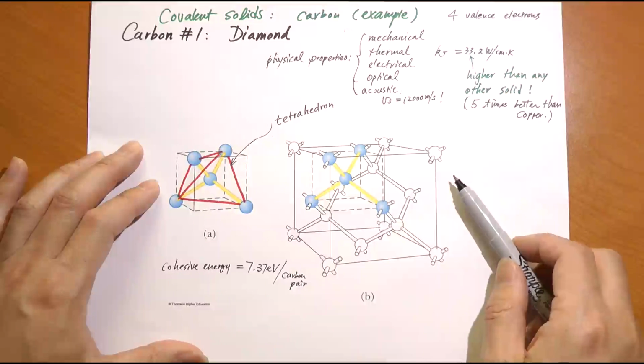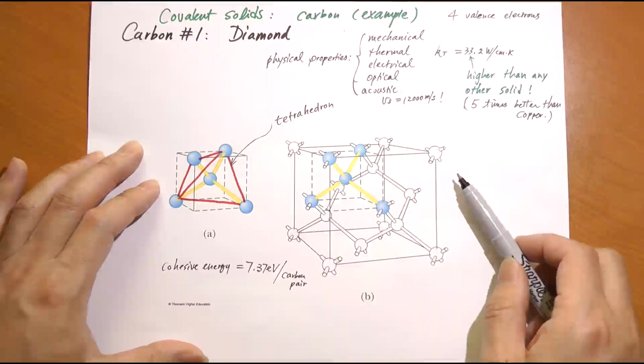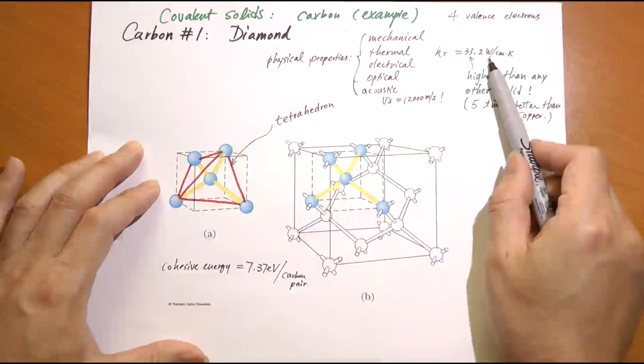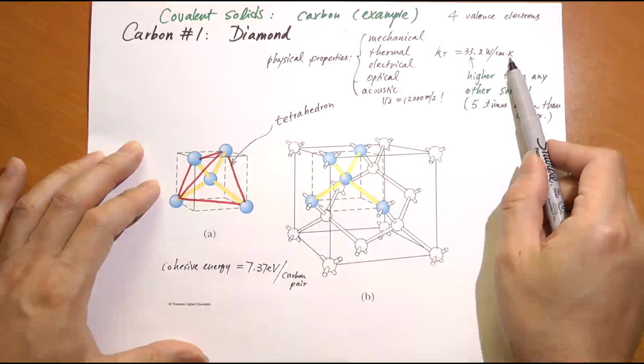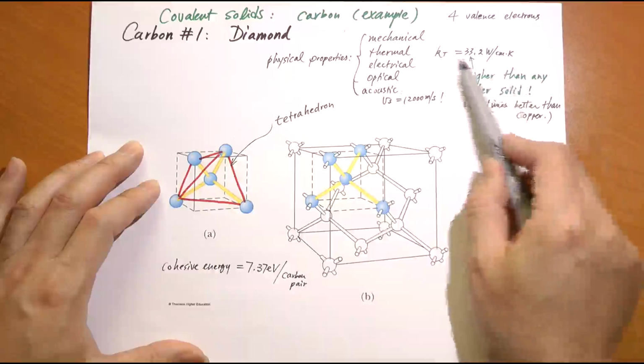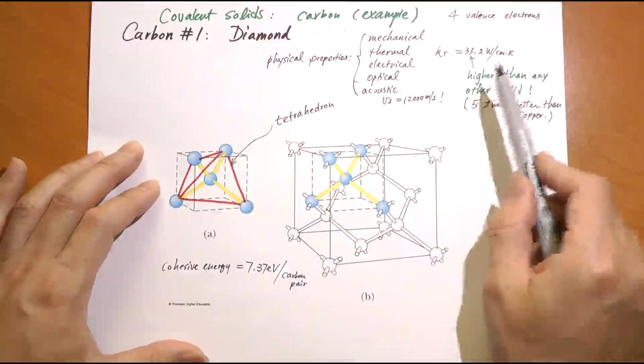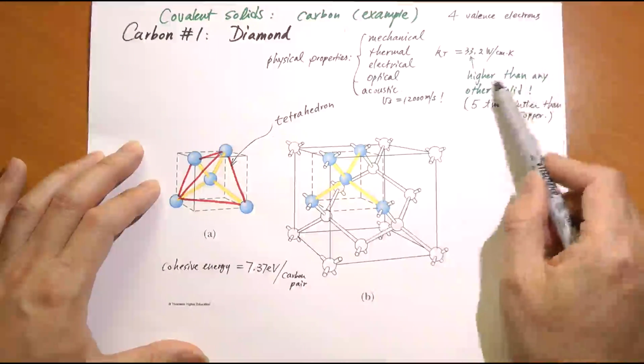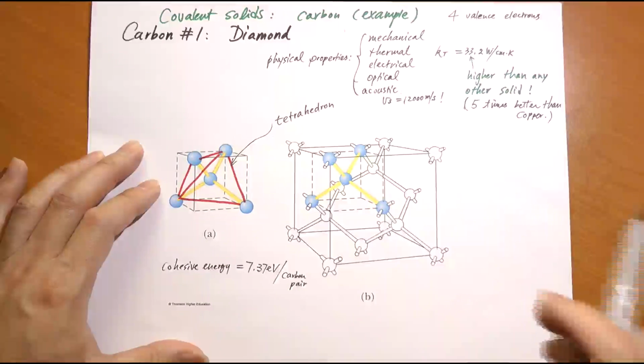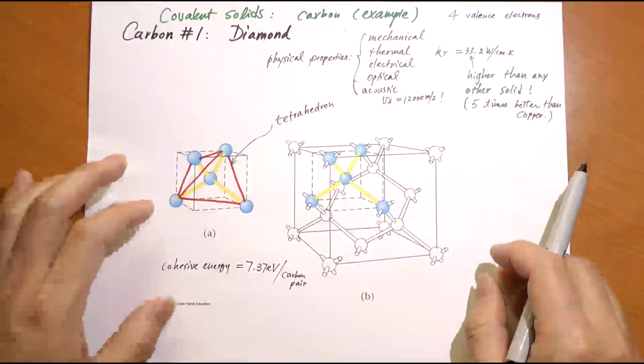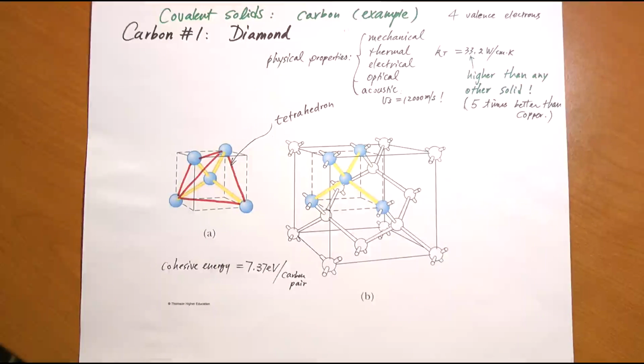The coefficient of thermal conductivity for diamond is 33.2 watts per centimeter per Kelvin. You know what that number is? That's the highest thermal conductivity of any other solid. Much better than gold and silver or copper, even though those are also excellent conductors of heat. Diamond is much better than those. So diamond can actually be used as a cooling material for computer chips, even though you may think, gee, that costs too much money, right?